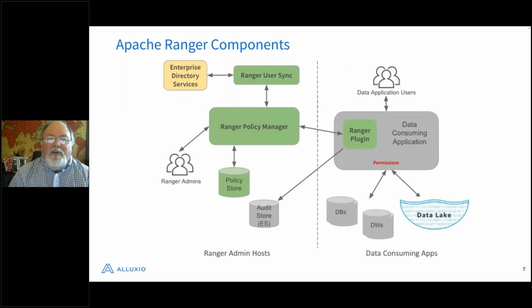When you deploy Apache Ranger, if you look at the left side of this slide, first you've got the major components, including the Ranger Policy Manager. That's the main component. But to keep the manager in sync with the current state of users and groups, there's a Ranger user sync module that integrates with LDAP and Active Directory and other identity management systems at the enterprise level. And then you have Ranger administrators who can create Ranger policies and store them in the policy store, which can be a local database like MySQL, or it could be more distributed.